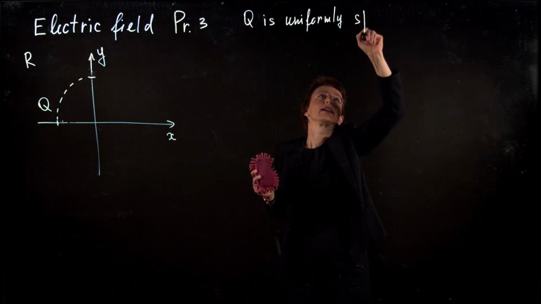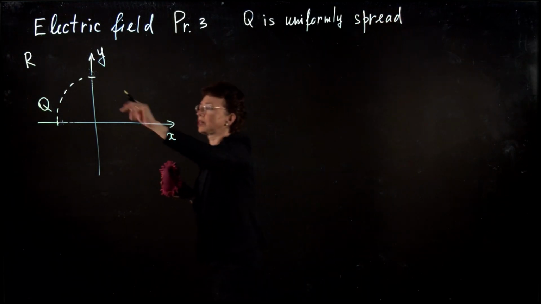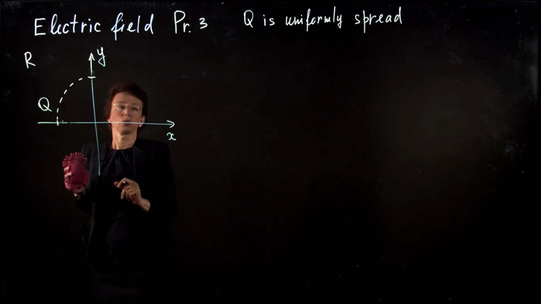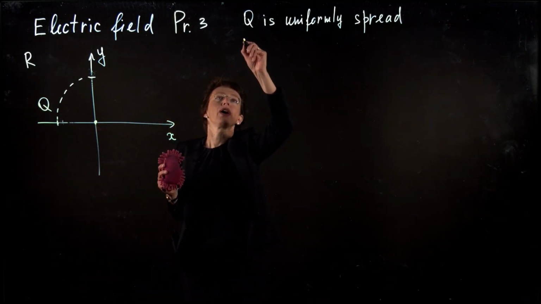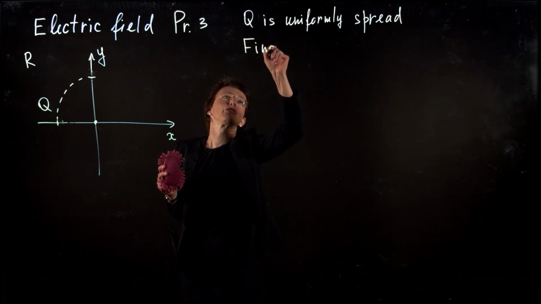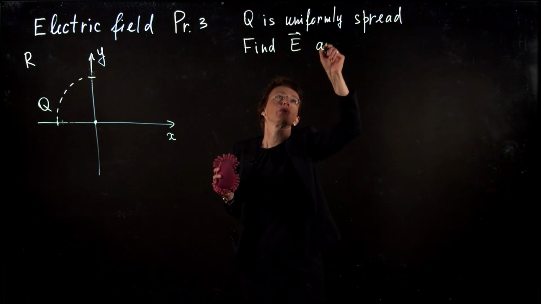spread over this quarter of a circle. We are looking for the electric field at the origin. Find the electric field created by this charge at the origin.